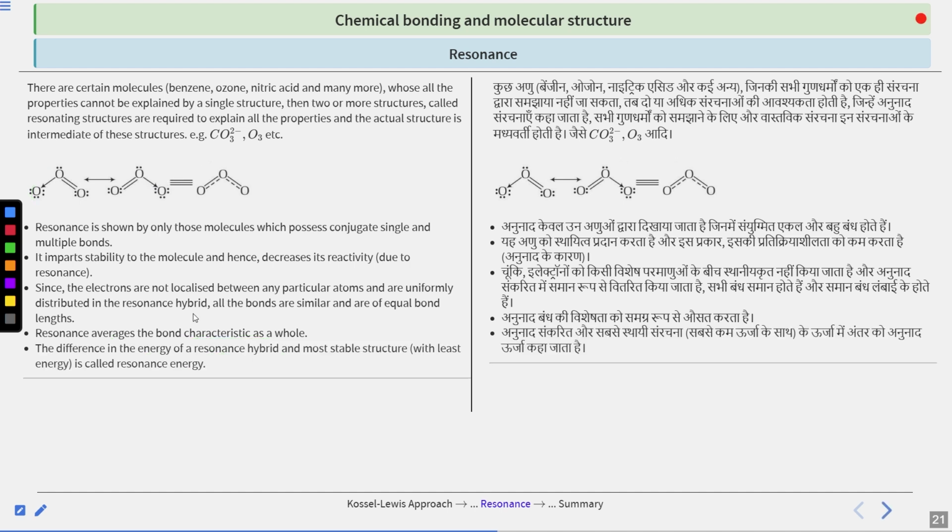Next, the difference between the resonance hybrid and the most stable structure is called the resonance energy. Suppose two resonance structures are there, and out of that, one was more stable. Now we will take the energy of that, and we will take the energy of our resonance hybrid. So your resonance hybrid energy minus the energy of the most stable structure gives the resonance energy. That is the extra energy stability that has been provided by the intermediate structure, which is formed by the averaging of all the resonance structures.